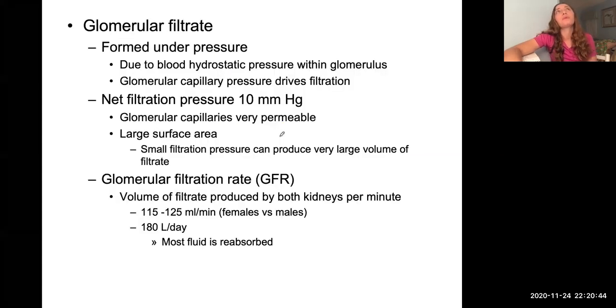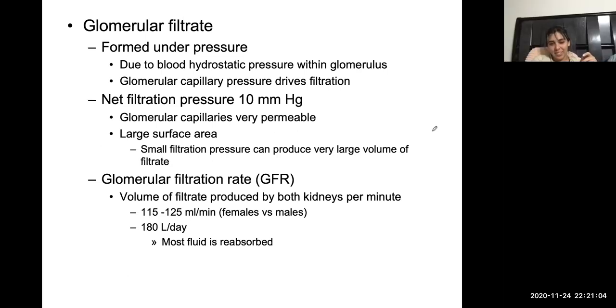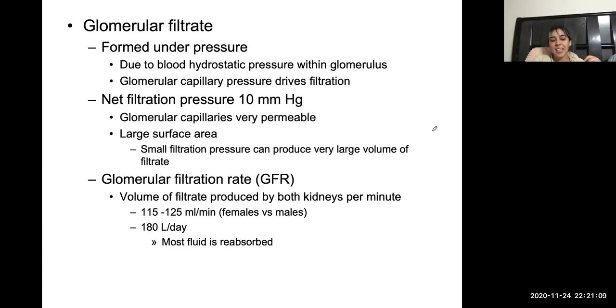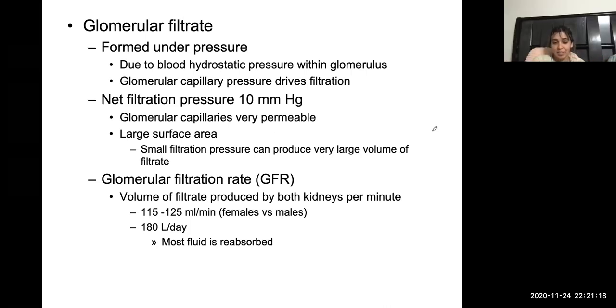Okay, so the pressure. We talked about the afferent arteriole and the efferent arteriole. Morgan, is the afferent the one that goes into the glomerulus or out of the glomerulus? Efferent goes out, E for exit. That's how I remember it. And what about afferent? Is it dilated or constricted? Dilated, because it needs to let things in. Of course.